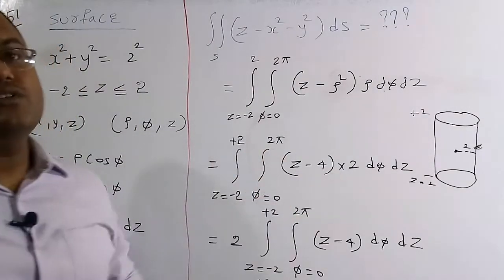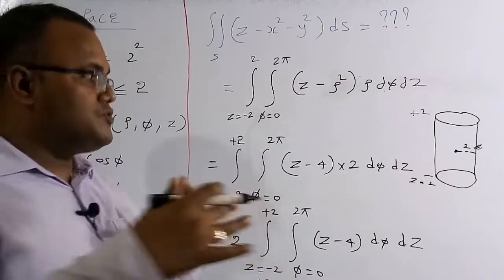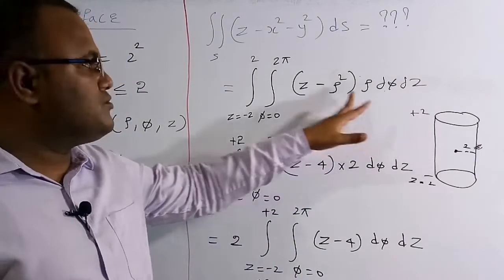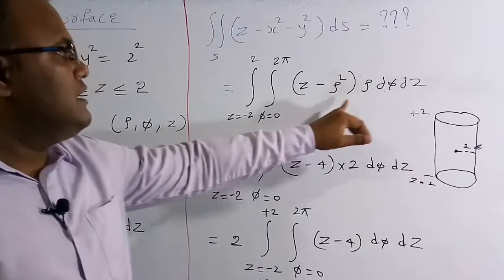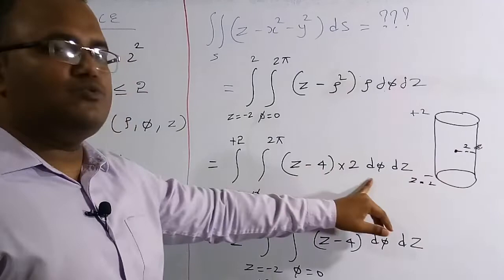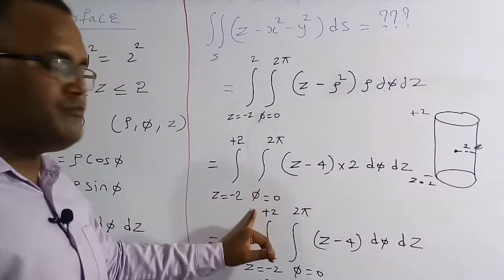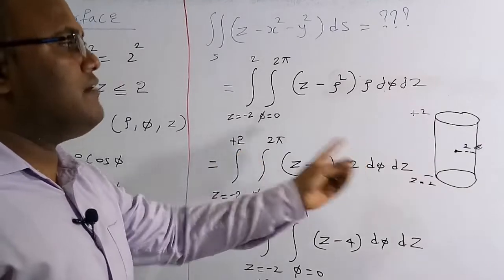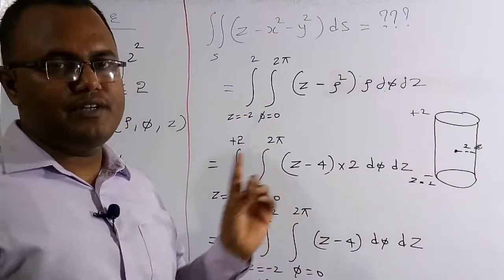So if you want to cover the whole surface, you have to go from phi 0 to 2 pi and z from -2 to 2, but rho is equal to 2. So substituting everything, rho is equal to 2, and 2 square is 4, so (z minus 4) into 2 d phi dz, and phi is going to vary from 0 to 2 pi and z is equal to -2 to +2. Then only we can cover the whole cylinder.